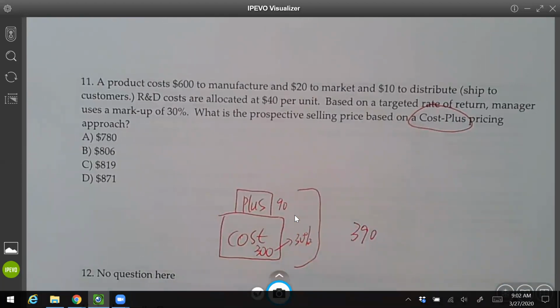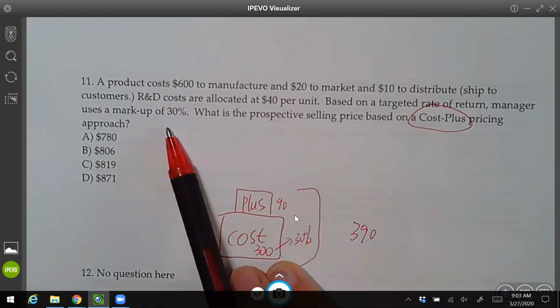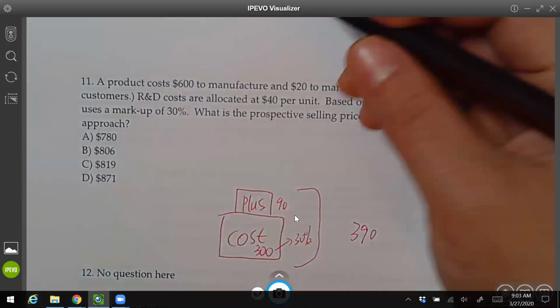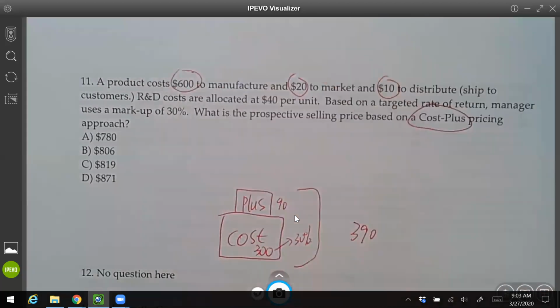Let's look at question 11. You have this based on the target rate. The manager marks up 30%. I also marked up 30%. What's the selling price? So straightforward, right? If the question didn't tell us, we just assume we use the full cost as the cost base. So full cost is 620, 10, 40. So no matter whether it's variable, allocated, fixed, how much will the total be?